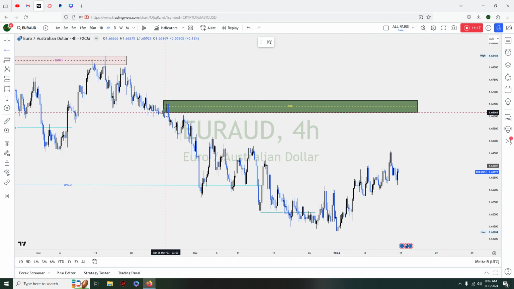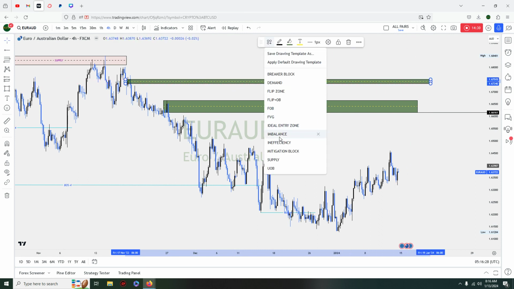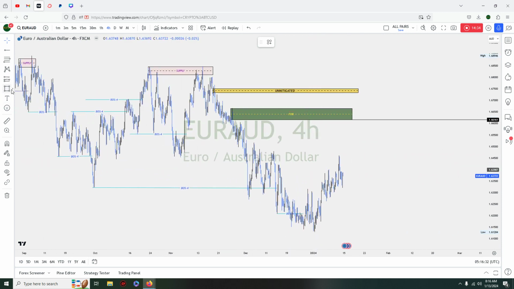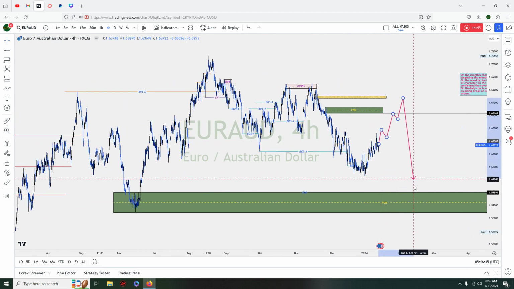This is 1.66. Possibly the market will stop there. Alternatively, the market might push even higher and come to this unmitigated region here. This unmitigated region. So what do we expect? So on the 4-hour time frame, this is what we expect. The market to keep pushing higher, possibly even to this region, then push lower. And where is it targeting? It's this level.